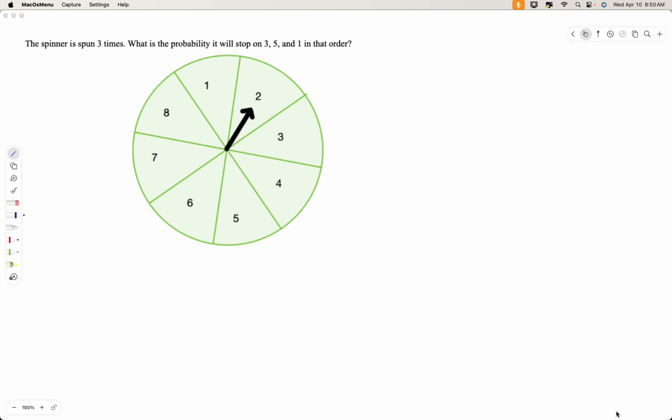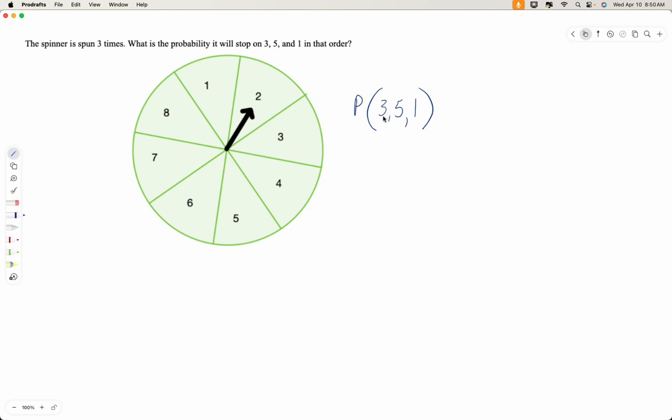Probability just means the chance of. So what's the chance it'll stop on 3, 5, and 1 in that order? So we look at each one of these as an individual event. So we write it like this. The probability that it will land on 3, then 5, then 1 in that order.